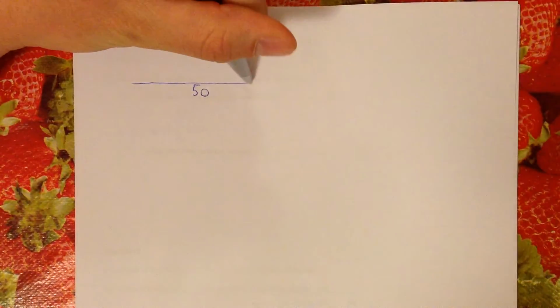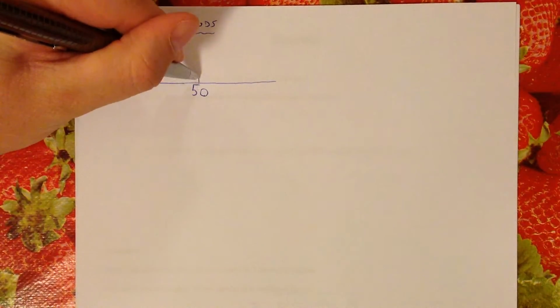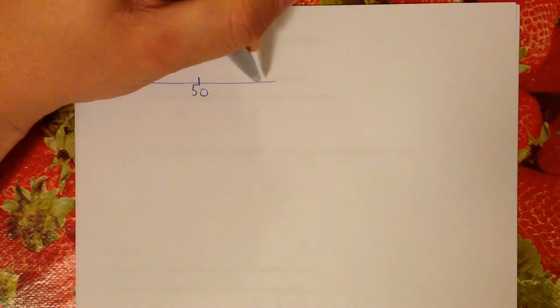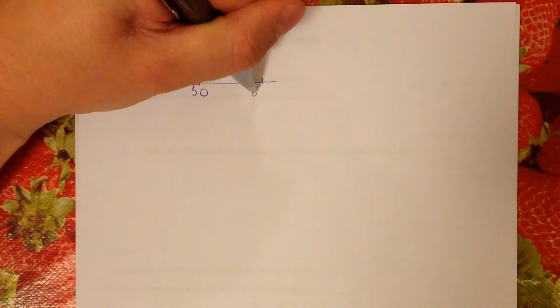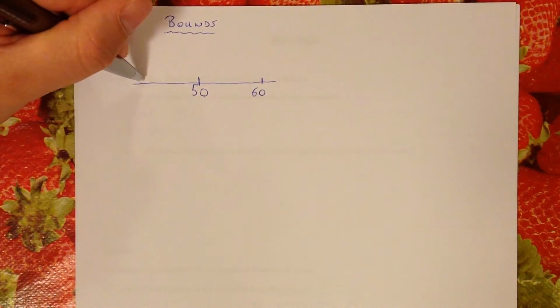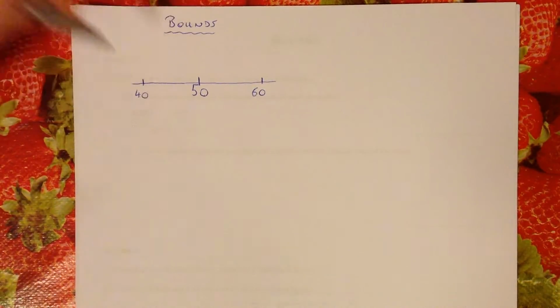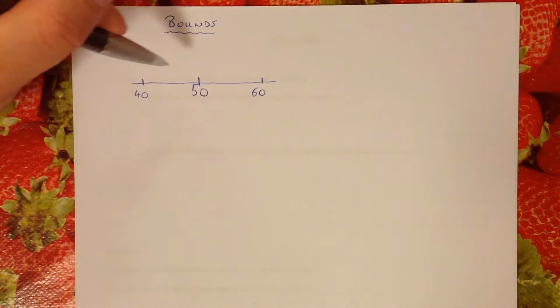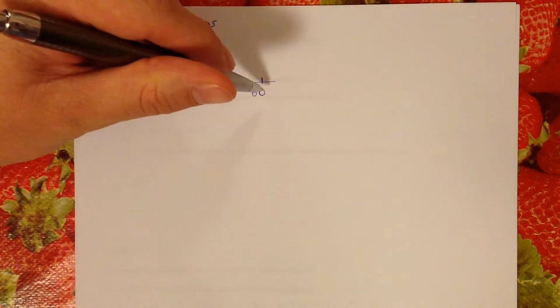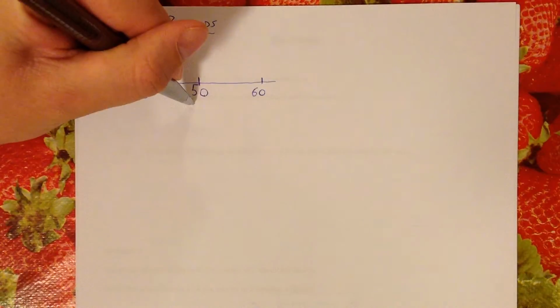So if I represented 50 along a number line, and I'm just going to draw one in here quite roughly, 50 to the nearest 10 means my number line is travelling in tens. So the next 10 up would be 60 and the 10 before it would be 40. So I've got a number line represented in tens: 40, 50 and 60. And we're talking about the value of 50 in the middle here.